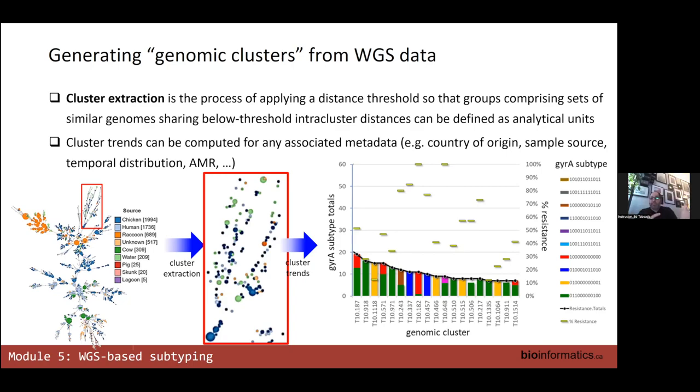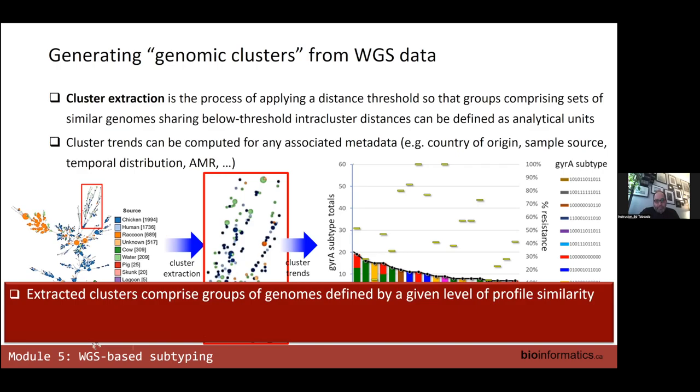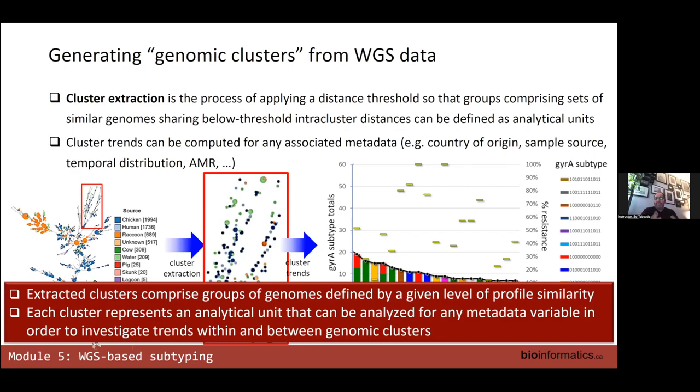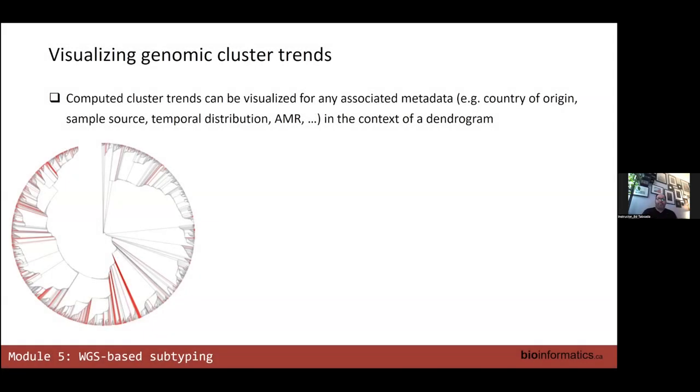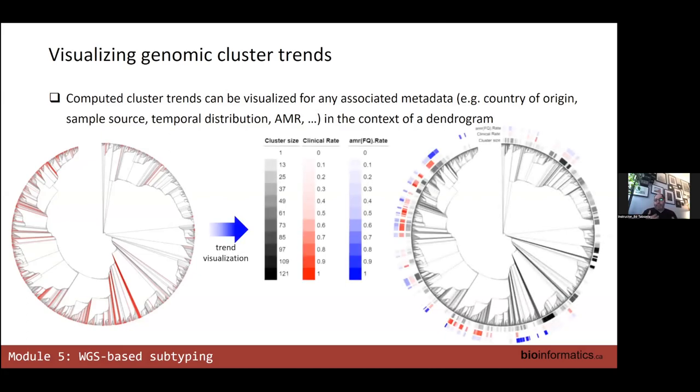So when you take the tree and decompose it into clusters, that enables you to become a lot more, how can I put it, quantitative rather than qualitative. So you're making analytical units that you can subject to further analysis. And then you take the tree, and you can start mapping some of the things that you've calculated upon the various clusters that you extracted in the previous step. And you can make a nice visualization like this one here that shows you regions of the tree that represent large clusters, some that have high proportions of human clinical cases within them, clusters that have high rates of fluoroquinolone resistance.